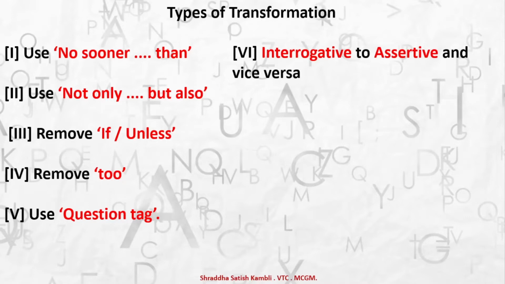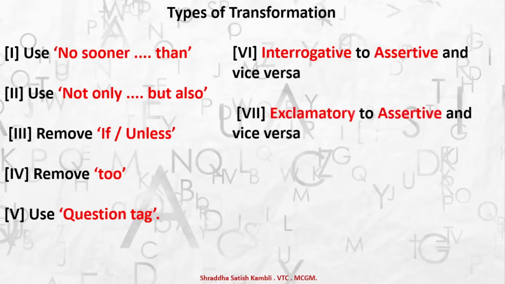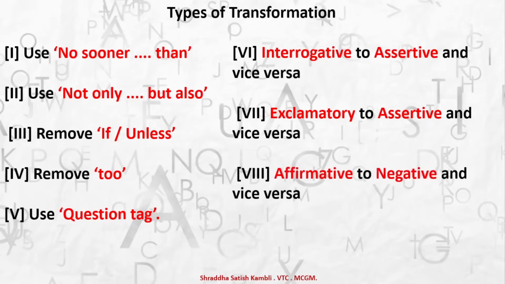You can take an interrogative sentence and make it assertive, or you can take an assertive sentence and make it interrogative. This is also an example of transformation. You can pick up an assertive sentence, make it exclamatory. You can pick up an exclamatory sentence, make it assertive. That is also an example of transformation.